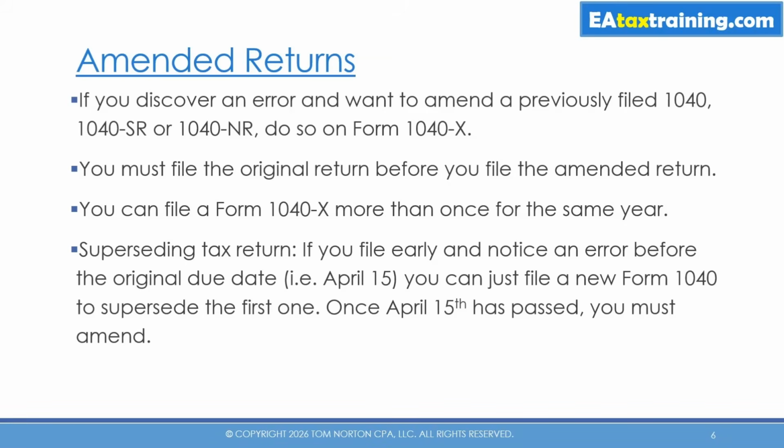Let's say you file a return on March 1st, and then before April 15th, either you or the client notices that there was a mistake. You can just file another 1040, and in your software, there should be a box that you can check to indicate that it is a superseding tax return. Then you can file that. It should go through electronically, no problem. Then the IRS will just use that as if it were the originally filed tax return. But once April 15th is passed, you are going to go on to the amended return.